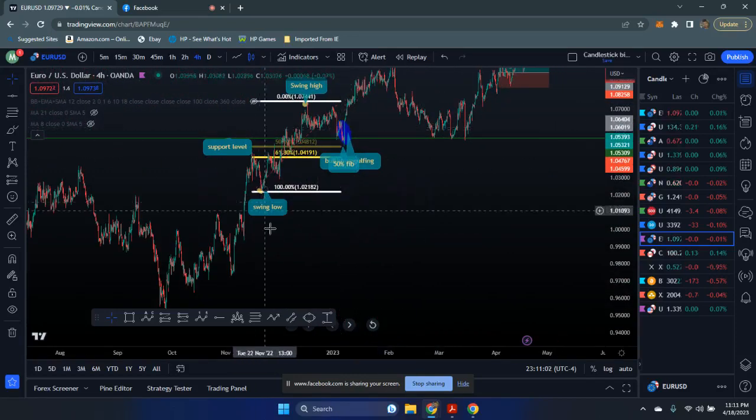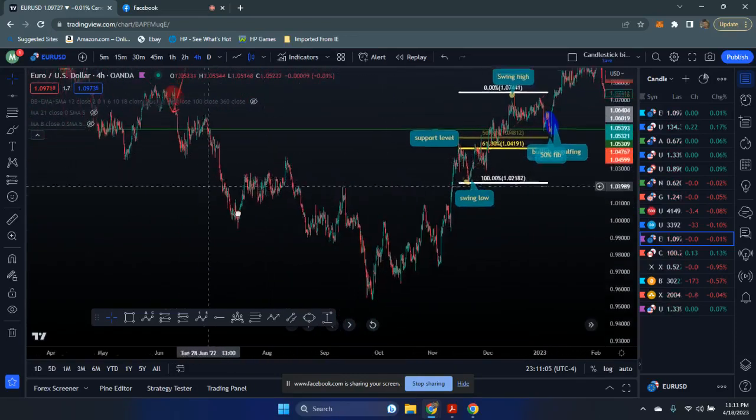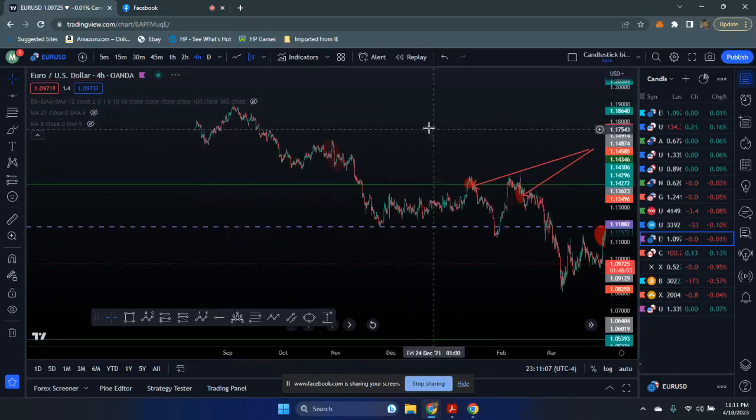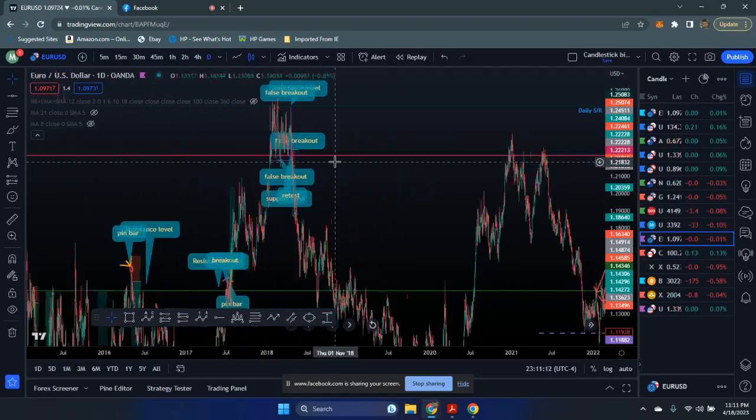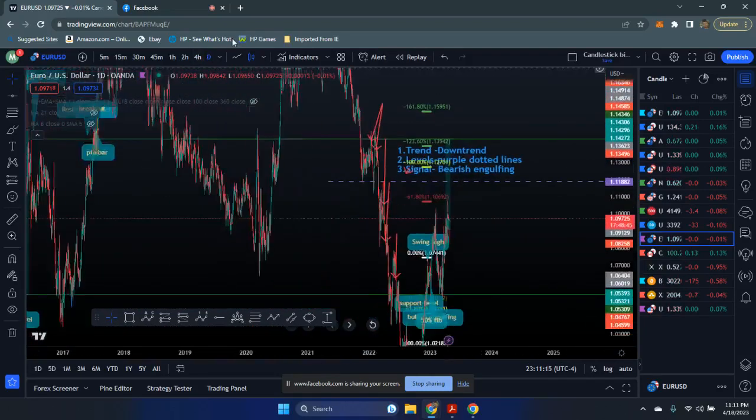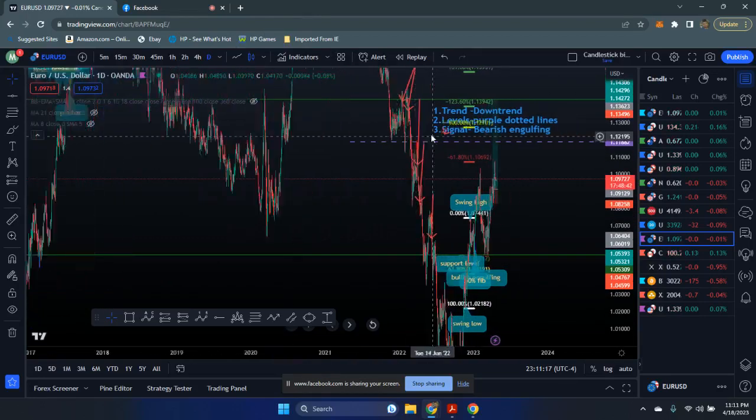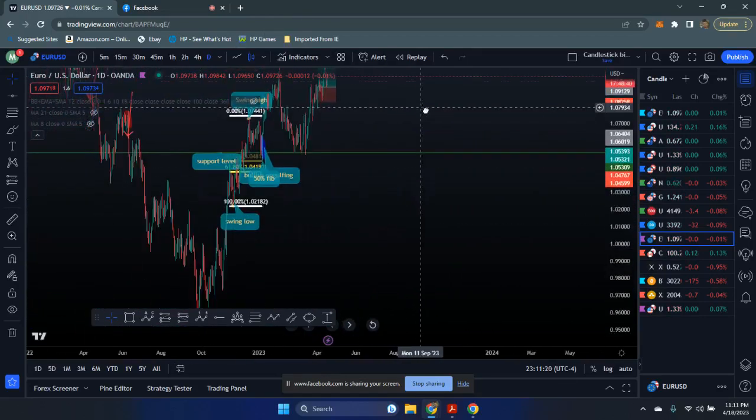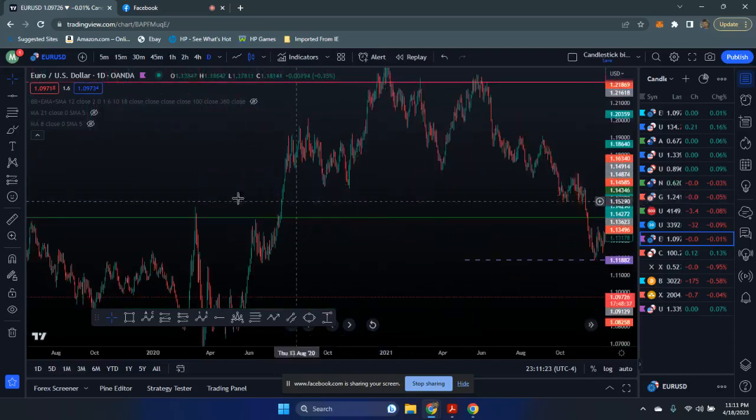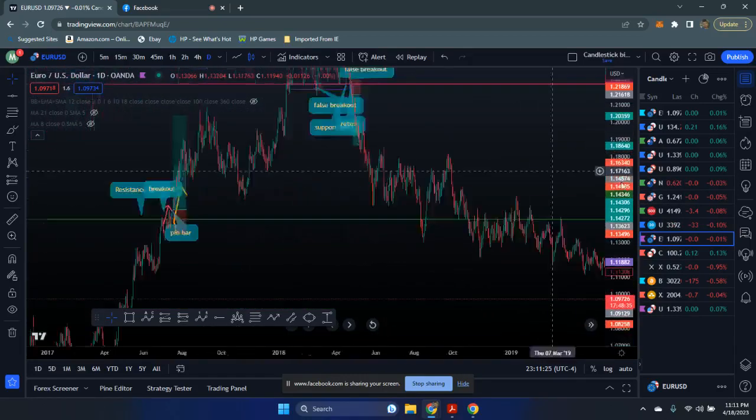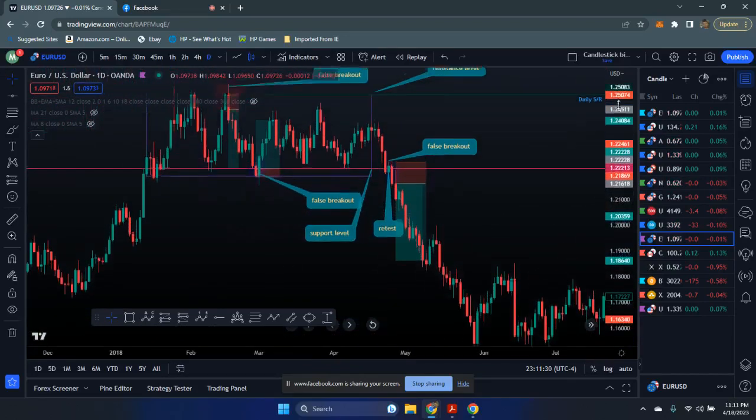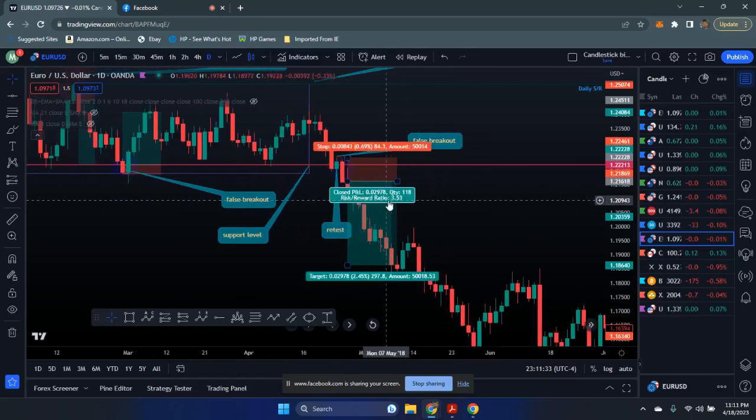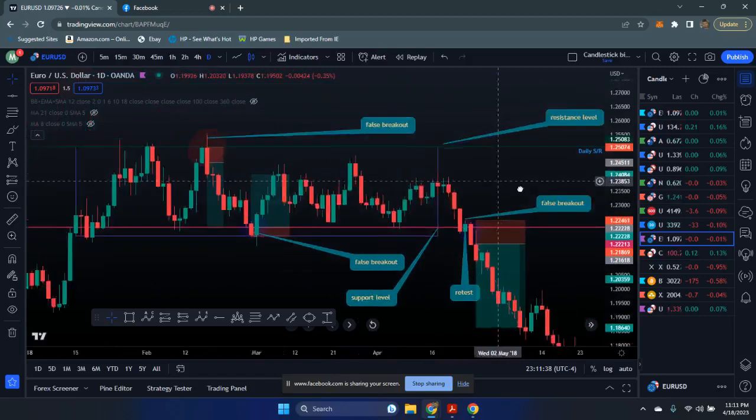Let's see here. Looks like that's the only one that I have. Oh, wait, I have one more. Okay, so we got that one. Looks like we had some more going on here. Oh, we actually just talked about this. So this one, 3 and 5, risking 84 pips to make 297 pips.